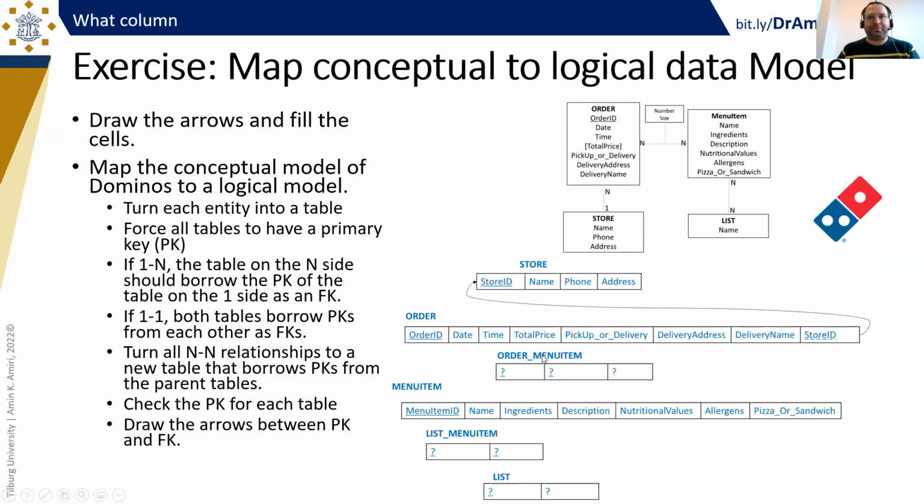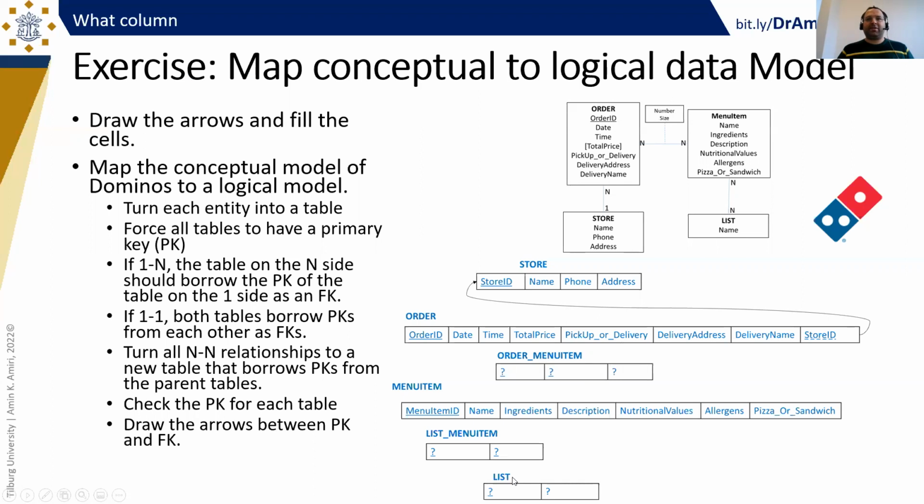So I have order menu item. What happens here? Here, I need to put order ID and then draw this arrow, menu item ID here, and then draw this arrow, and then the number size, I will put it here.